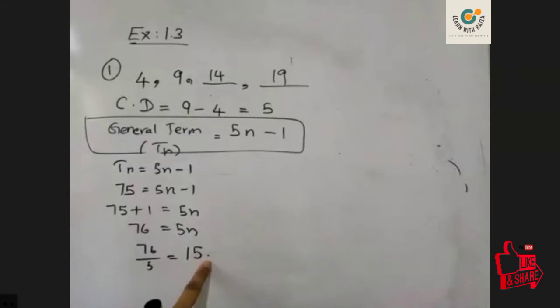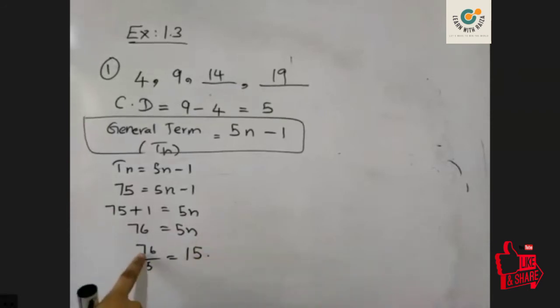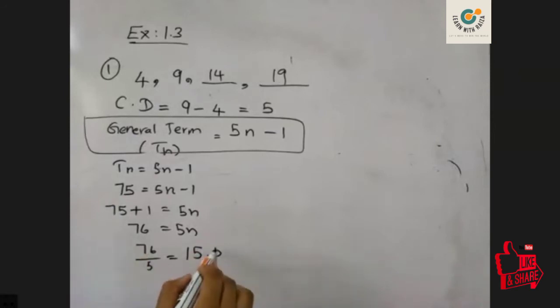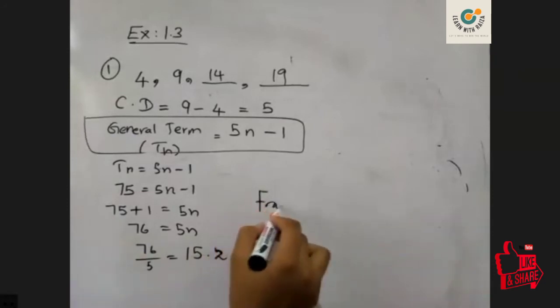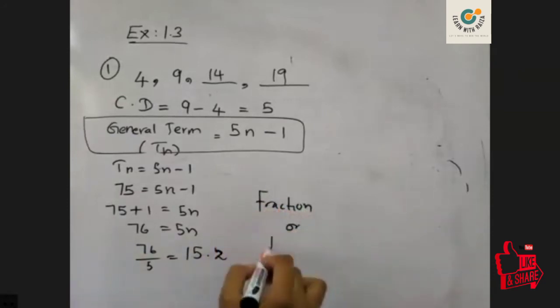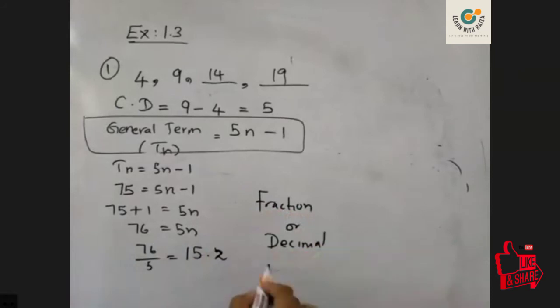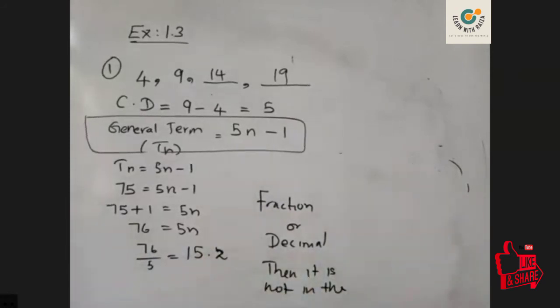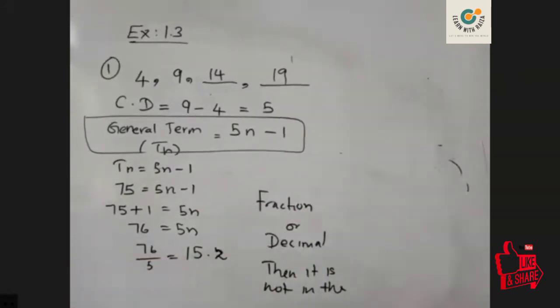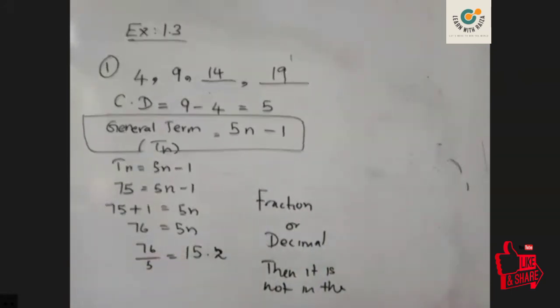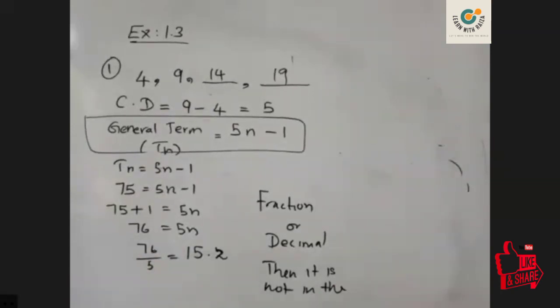76 divided by 5 gives 15 point 2. You're getting a decimal answer, right? So when there is a fraction or decimal, it is not a term. It is not in the number pattern. Remember that. With this answer, you can prove that one matchstick is remaining when you use 75 matchsticks to do this.